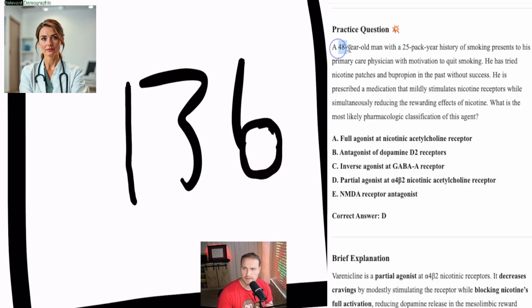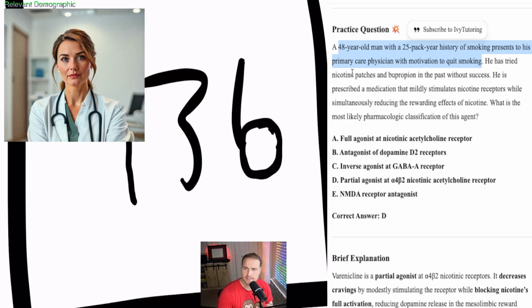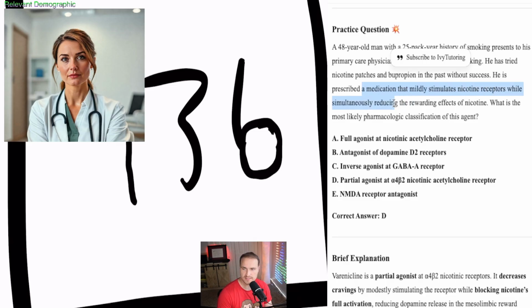All right, next, a 48-year-old man with a 25-pack-year history of smoking presents to his primary care physician with motivation to quit smoking. It could be male, female, obviously, so my demographic just chosen a female. He's tried nicotine patches and bupropion without success. He is prescribed a medication that mildly stimulates nicotinic receptors while simultaneously reducing the reward effects of nicotine. What's the pharmacologic classification of this agent?